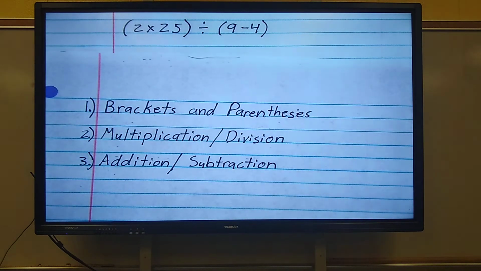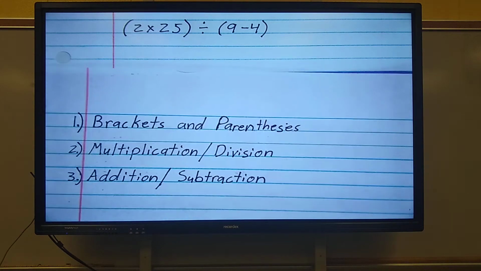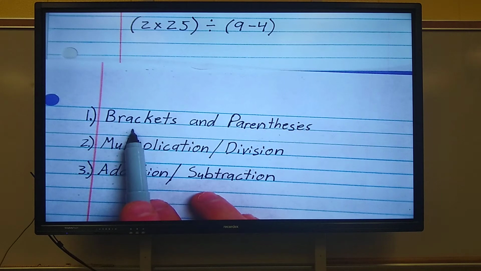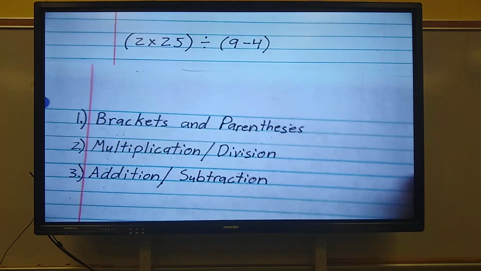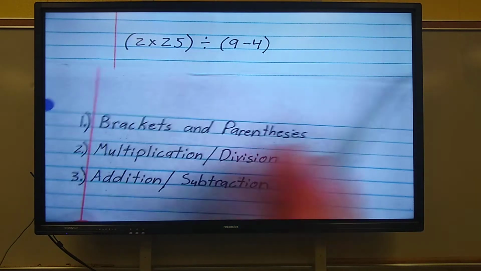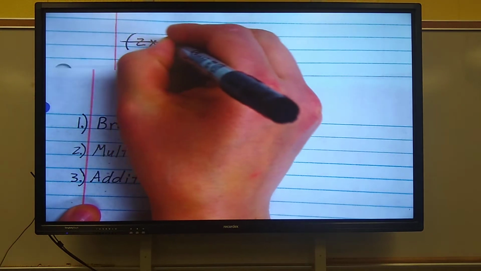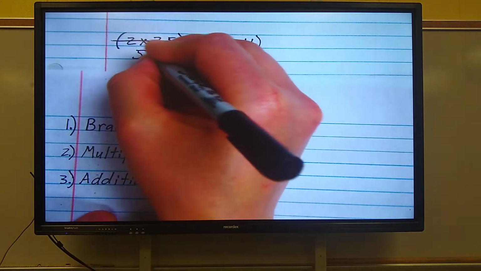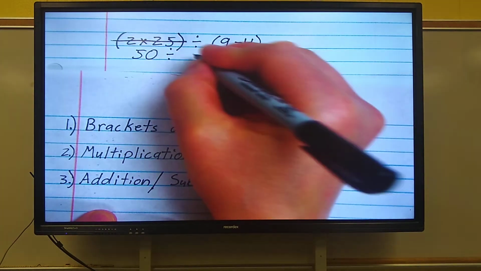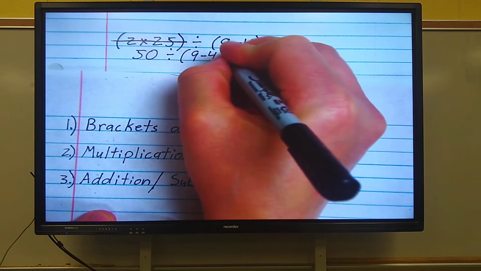Pause the video. All right, let's see how good you did. No brackets. I do have parentheses. So I'm going to solve that first. But of course, I got to go left to right, so I'm going to solve this one first. 2 times 25 is 50. So I have 50 divided by 9 minus 4 in parentheses.